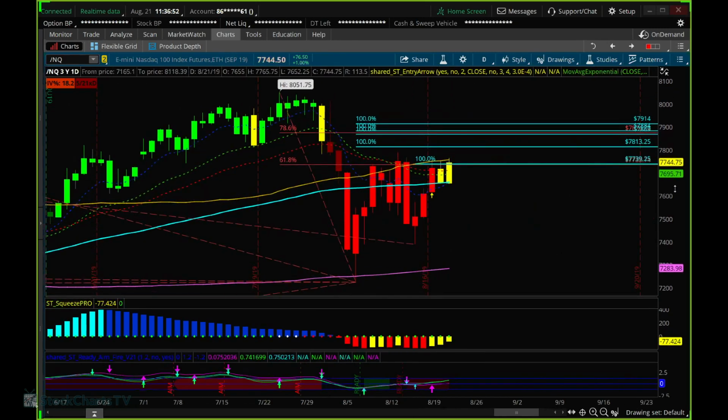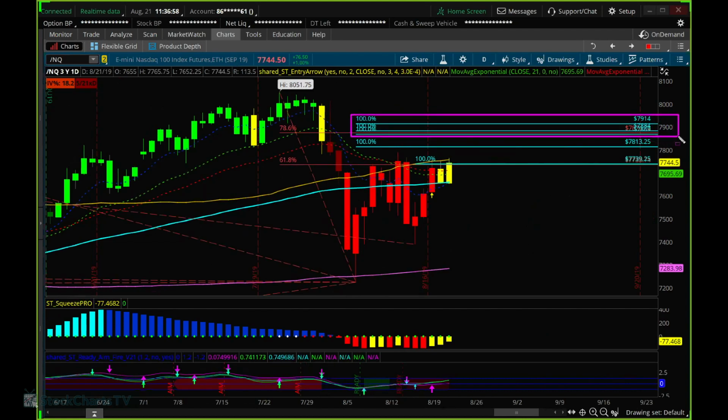I also like to overlap that with key psychological values. You can see right here, for example, you have quite a bit of overlap right at 7,900. And right here, you have a bit of overlap right at 77.44. I would call it 77.50 more like, but 5 points in the NASDAQ is not really that significant.